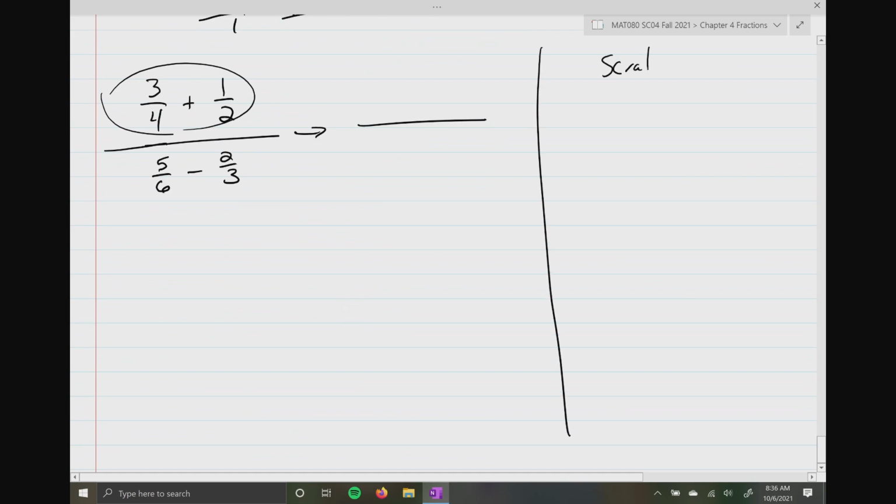Just write 3/4 plus 1/2. Now, I think this one's small enough where we can see what the common denominator should be. It should be a 4. So I'm just going to write 3/4 plus 2/4. Now I have common denominators. 3 plus 2 is 5, so this is going to be 5/4. That's what I put up here. So far, so good, everyone?